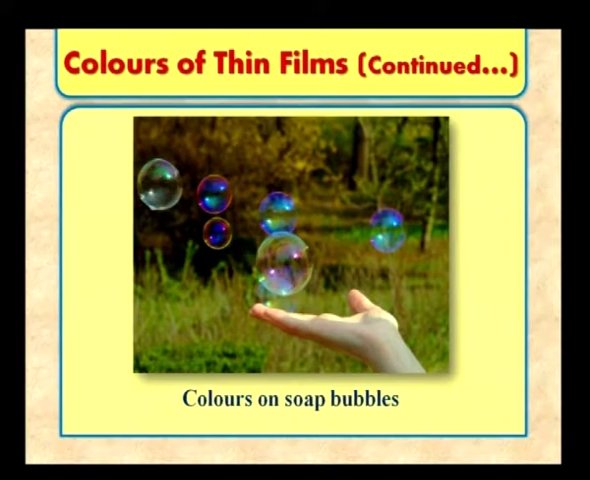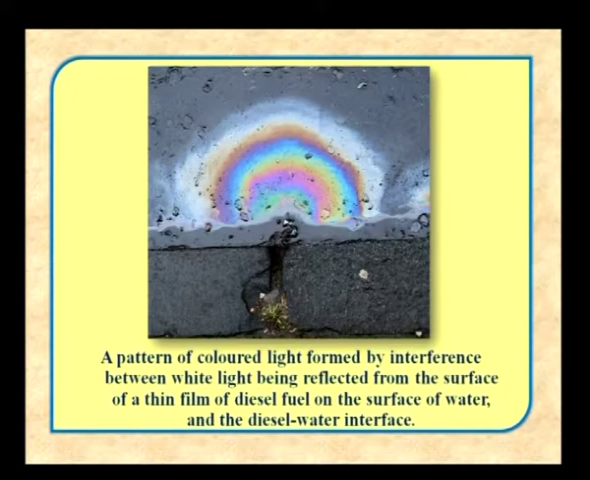Or in other words, in the case of an oil spill over water, when you walk along the road, you get a film developed here, and you get colors, a pattern of colored light formed by interference between the white light being reflected from the surface of a thin film of diesel fuel on the surface of water.